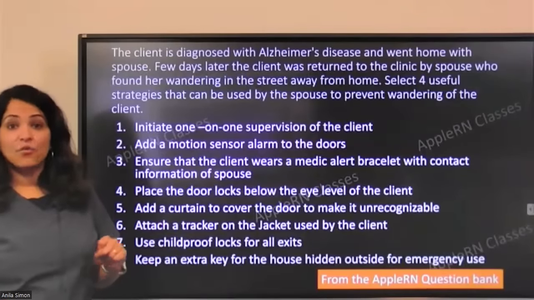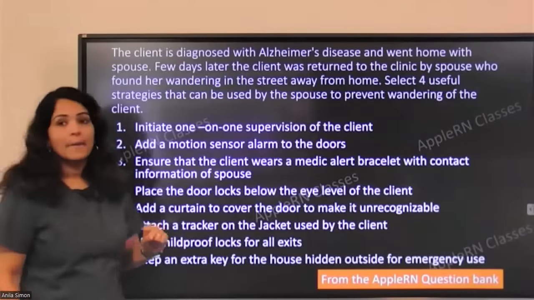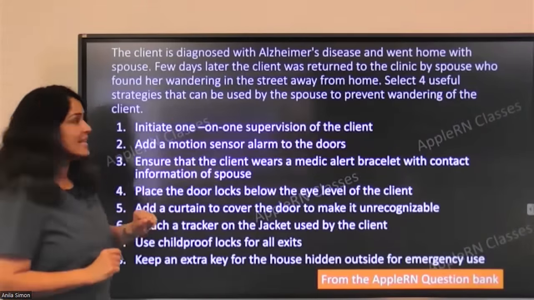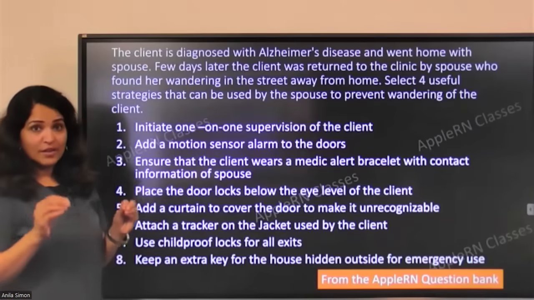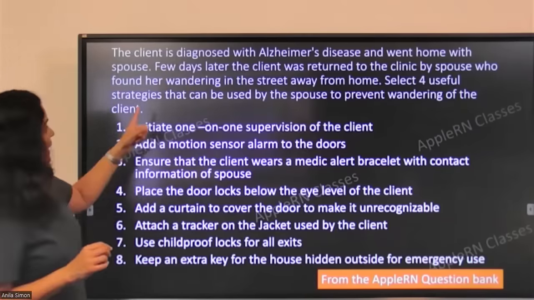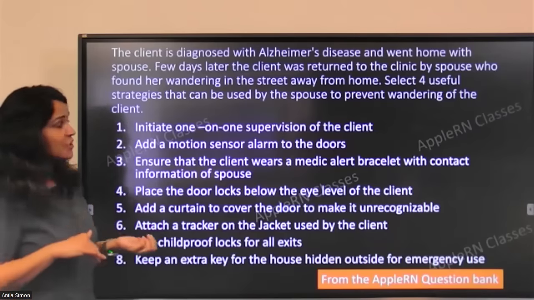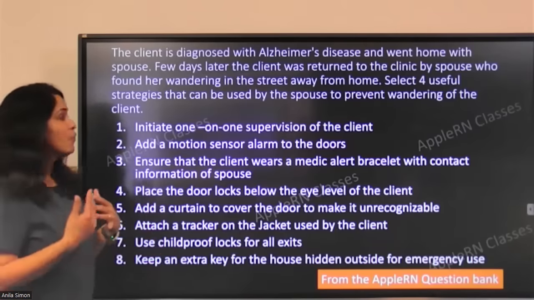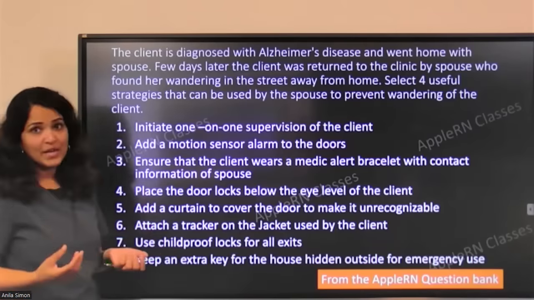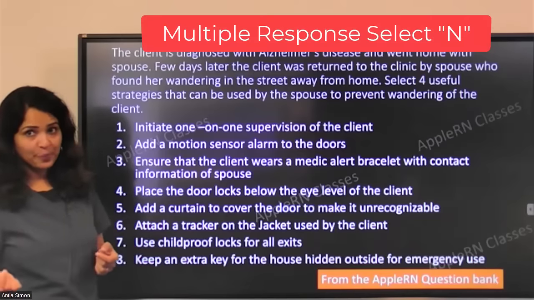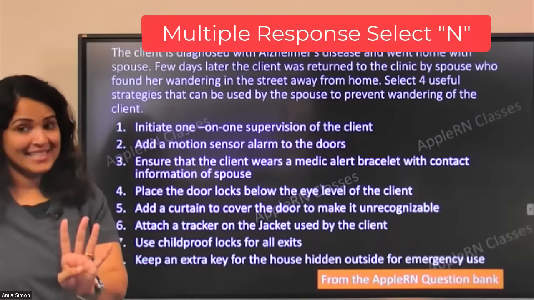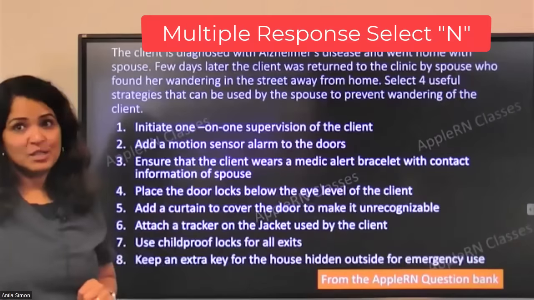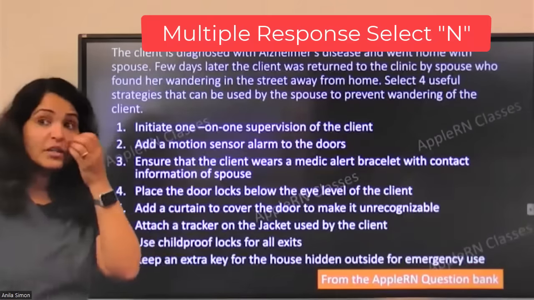This is where I would say, just read the question and see how you see that. The client is diagnosed with Alzheimer's disease and went home with spouse. A few days later, the client was returned to the clinic by the spouse who found her wandering in the street away from home. Select 4 useful strategies that can be used by the spouse to prevent wandering of the client.